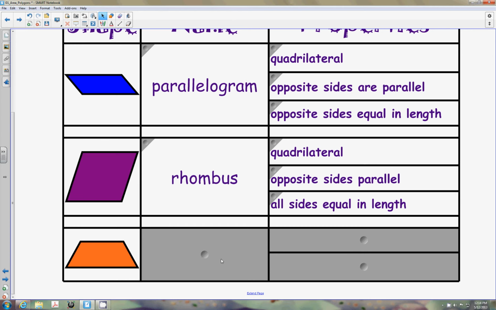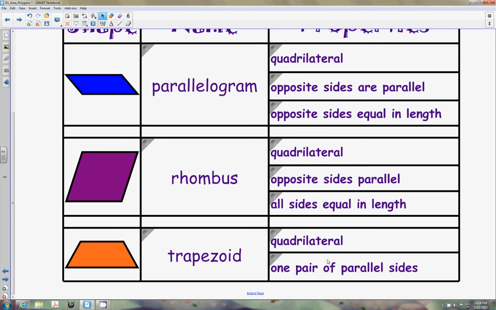Now here, we have the trapezoid. The trapezoid, you can see, has some properties of the rectangle, some properties of the parallelogram, okay? So what's happening on a trapezoid is that it is a quadrilateral, again, it's four-sided, all right? But there's only two sides that are parallel. So one pair of parallel sides. So this side is parallel to this side. The other pair, they're not parallel, okay? They would intersect if we were to extend them.